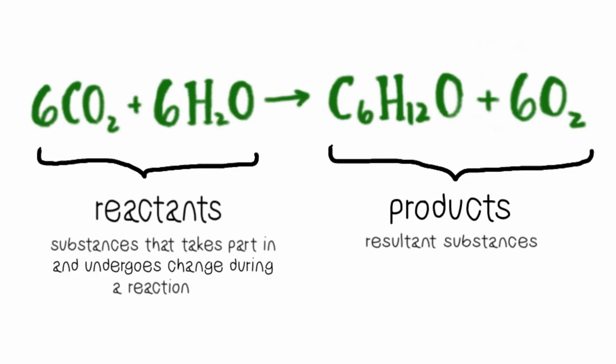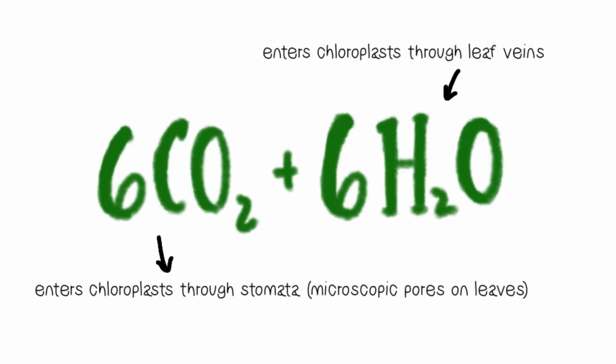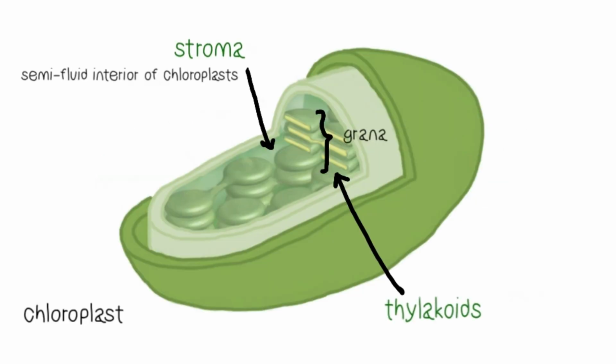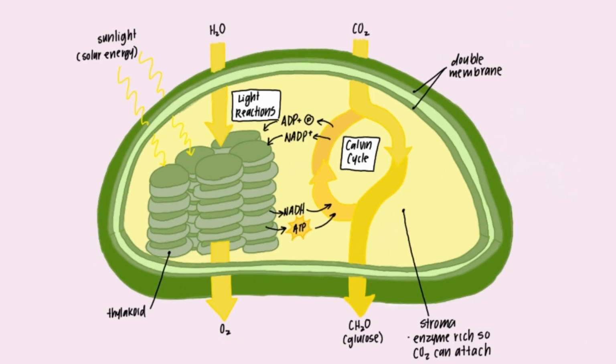If we refer back to the formula over here, we can see that on the reactant sides, we need water and carbon dioxide. Water enters the chloroplasts through leaf veins, while carbon dioxide enters through the stomata. Once water and carbon dioxide are in the chloroplasts, they should encounter the stroma, the semi-fluid interior of the chloroplasts, where carbon dioxide is reduced by enzymes to be a carbohydrate, which is basically a sugar. The thylakoids are stacked into these structures, collectively called the grana. Within the membranes of thylakoids are where pigments, such as chlorophyll, are actually kept. The lumen is the interior of the thylakoids, and you'll see why this is important in a little bit.